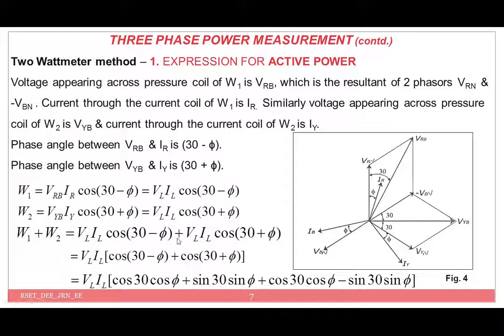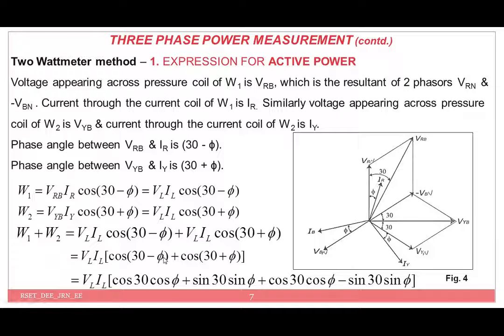Now let us add W1 plus W2. So VL IL cos 30 minus φ plus VL IL cos 30 plus φ, and doing the simplification. Since VL and IL are common, I can take that out. So VL IL into cos 30 minus φ plus cos 30 plus φ. This is of the form cos A minus B. What is cos A minus B?